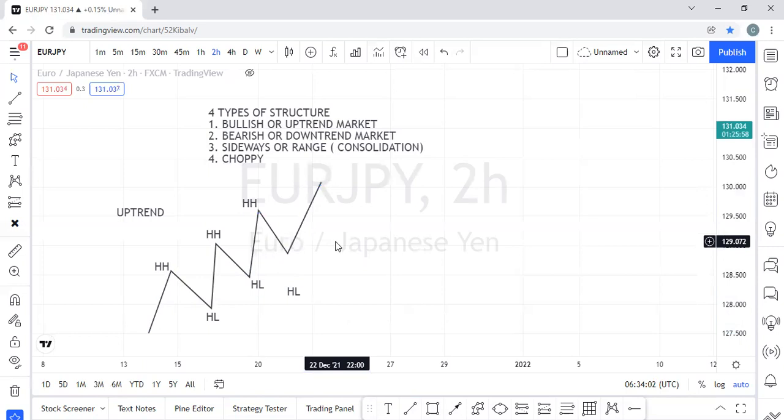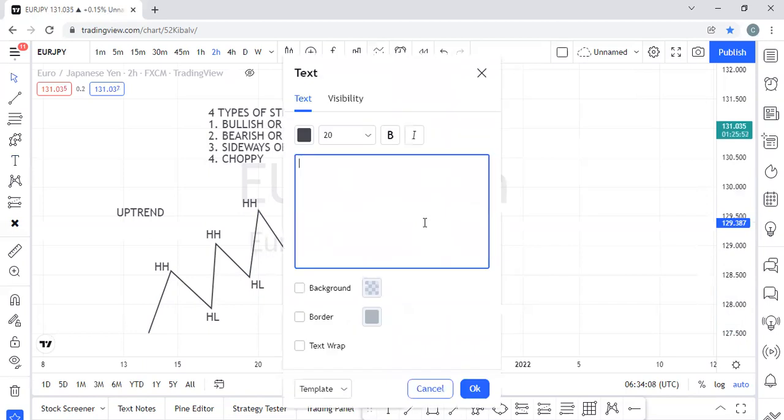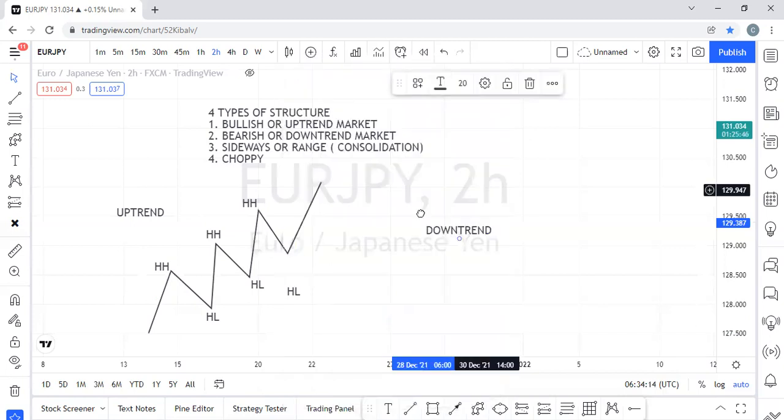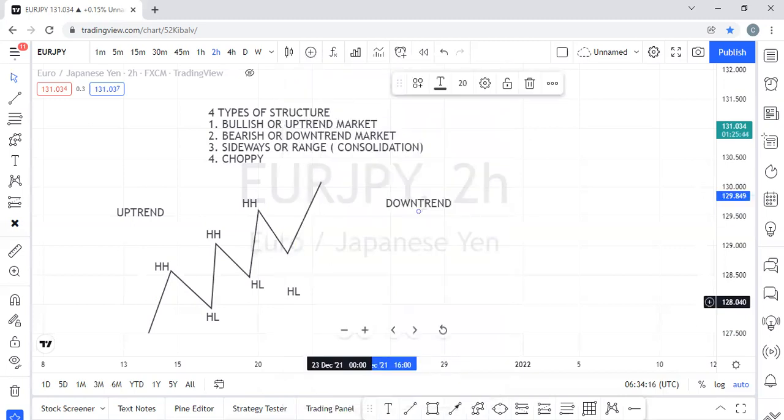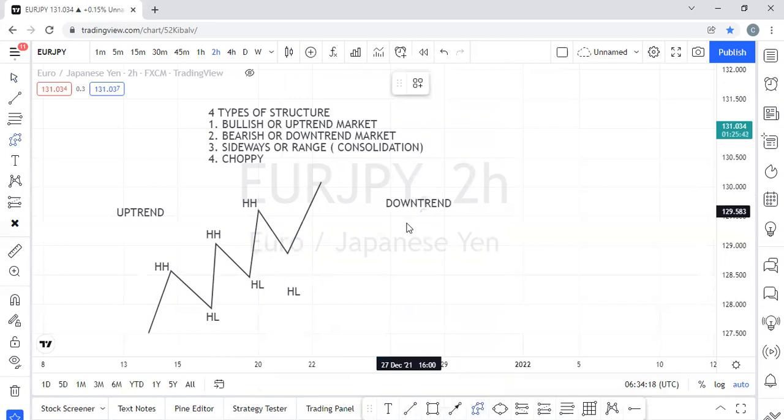So let us go to the second one, which is called the downtrend. The downtrend is simply the reverse case. The downtrend is the reverse, right? So a downtrend is simply when the market is doing the opposite of this. When the market is trending downwards instead of going up. That means the market is doing something like this.